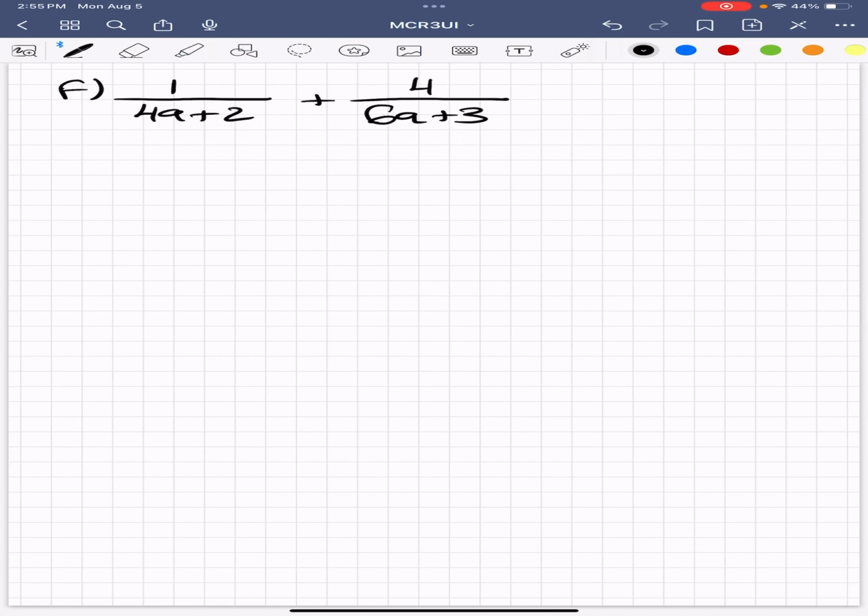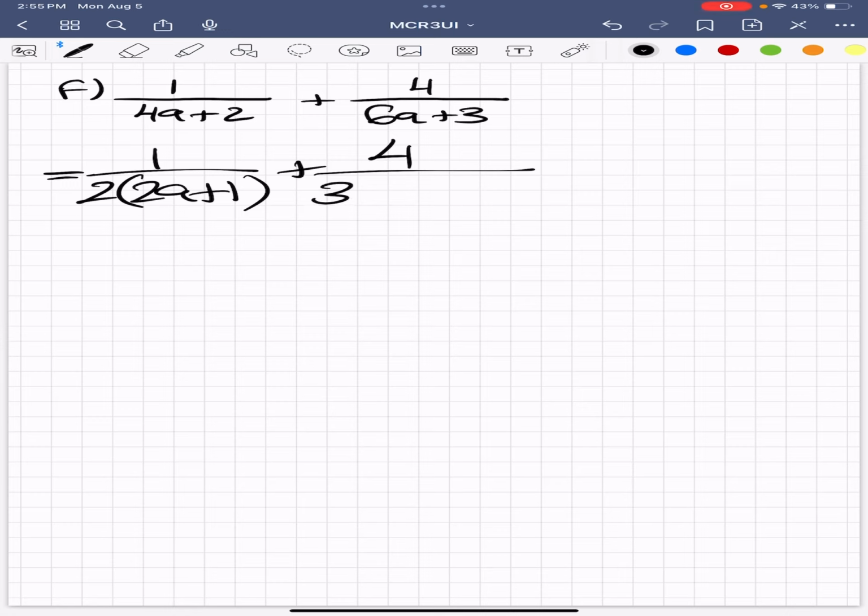Just seeing what we have lying ahead. So I see a 2 is common, so we factor out a 2. We're left with 2a plus 1, and then plus 4. And then factor out a 3, and we're left with 2a plus 1. Our common denominator would be 6(2a plus 1).